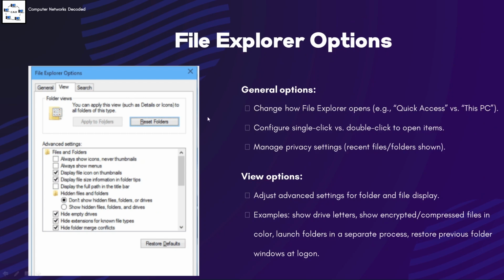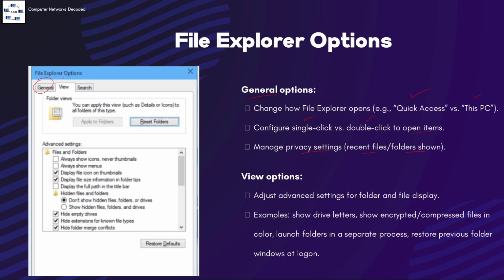So some general options. General options include changing how File Explorer opens, for example, quick access versus this PC. It can be configured to be used via single click or double click to open different items. And general options also include managing privacy settings, for example, recent files or folders shown. This is the general options tab.